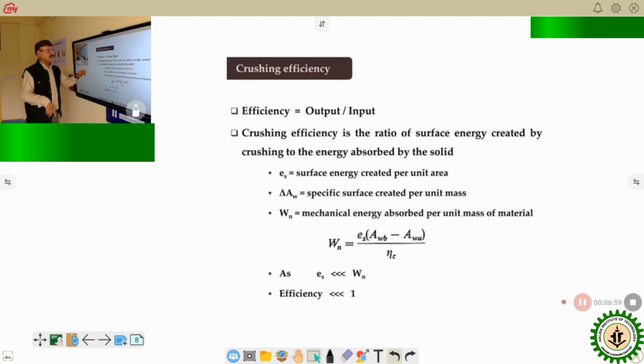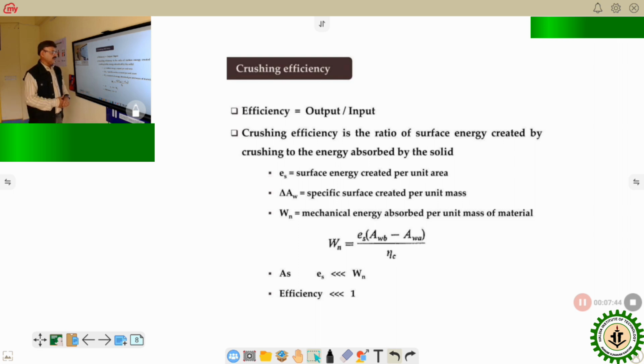Suppose Es is the surface energy created per unit area, delta Aw is the specific surface created by the size reduction process per unit mass, and Wn the mechanical energy absorbed per unit mass of material. Then one correlation generally used is that Wn, the mechanical energy absorbed per unit mass, is equal to Es into (Awb minus Awa). Awb minus Awa is the new surface area created.